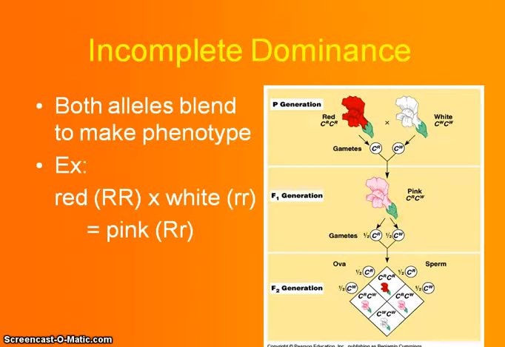If this was just our normal dominant recessive cross, then this F1 generation would all be red because it has at least one of these big R alleles. But in incomplete dominance, you're going to get that blending to show through.